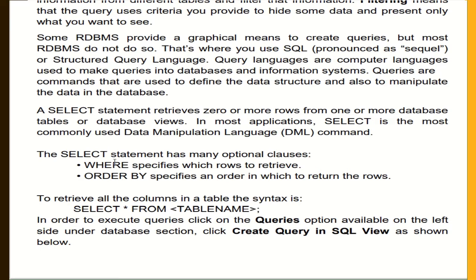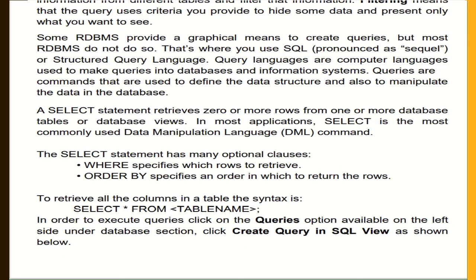Now the select statement has many optional clauses. First one is where, which specifies rows to retrieve, and order by, which specifies an order in which to return the rows. Now what is the syntax for using the select query? Select asterisk from table name. For example, select asterisk from student. So student is your table name, and whatever data has been inserted in your table, if you write this query, then those data will be shown.